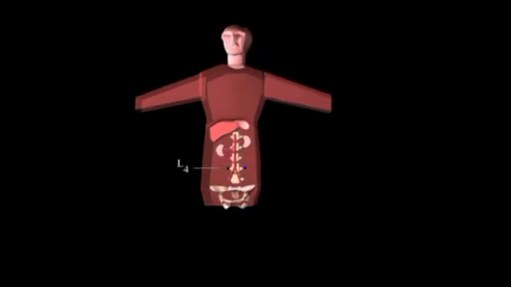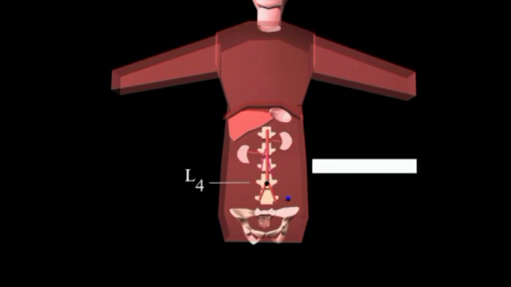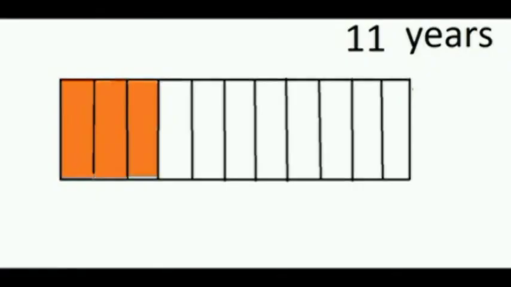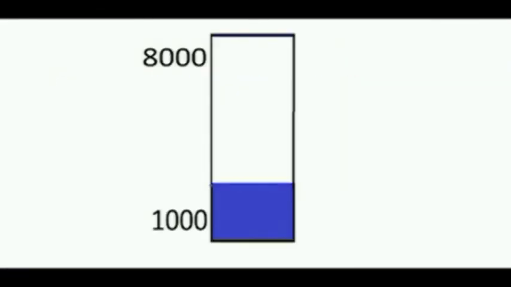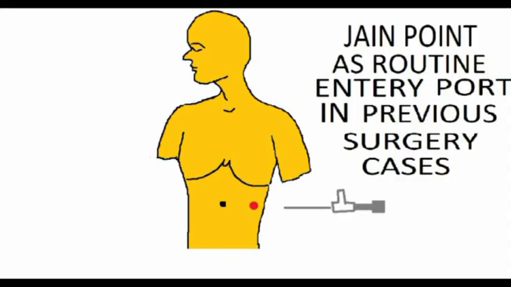Jain point provides a working distance of 10 to 12 centimeters, which is quite ergonomic. General and neurosurgeons have also used this point as a camera port or working port in the course of surgery. The result of this study, spanning 11 years and 8,586 cases, highlights the safety of Jain point as a routine entry port in previous surgery cases.